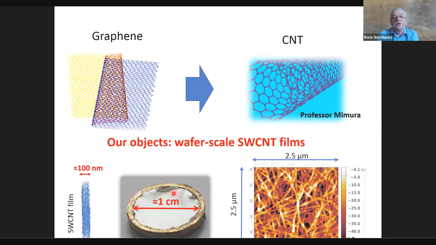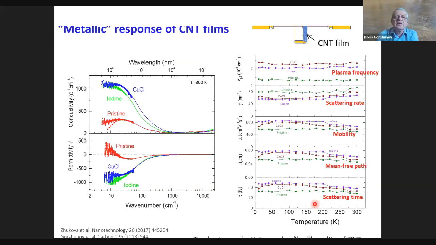We simply glue these films on a metal ring. And this film, as seen here, is 1 centimeter large, but the thickness is really 80 or 100 nanometers only. Then we measure in transmission mode the terahertz properties of those films. This is a Kelvin probe image of this film. It contains, of course, lots of these bundles of CNTs, several CNTs. These are the first results.